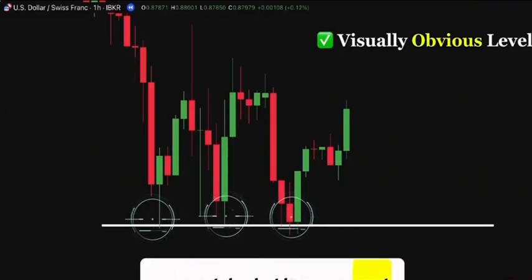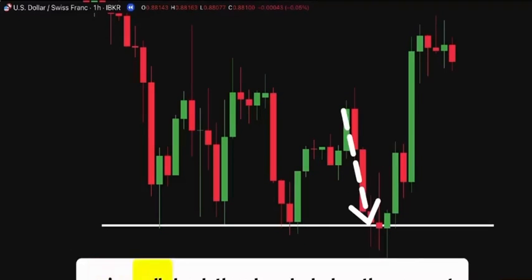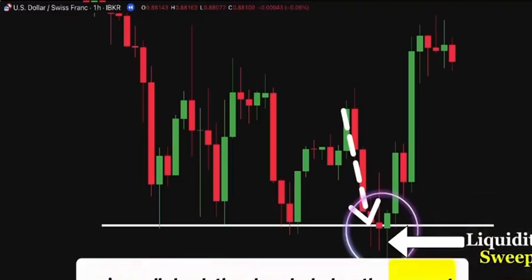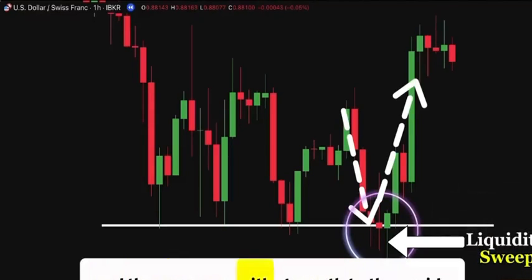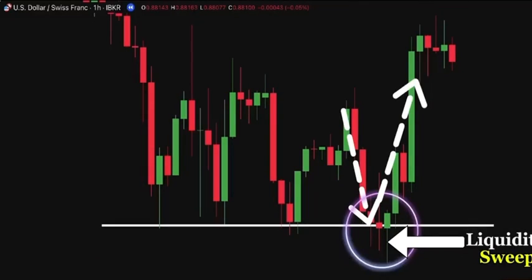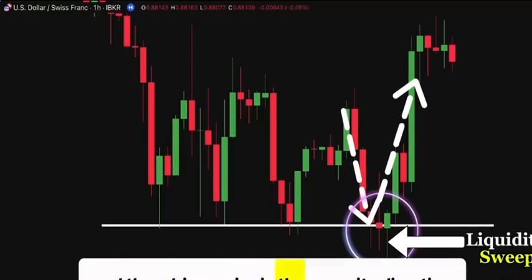Now, watch what happens next. Price pulls back, then breaks below the support, triggers all those stop losses, grabs the liquidity, and then reverses with strength to the upside. This is a classic liquidity sweep. Smart money pushes price just below the level to fill large orders, traps breakout sellers, and then drives price in the opposite direction.